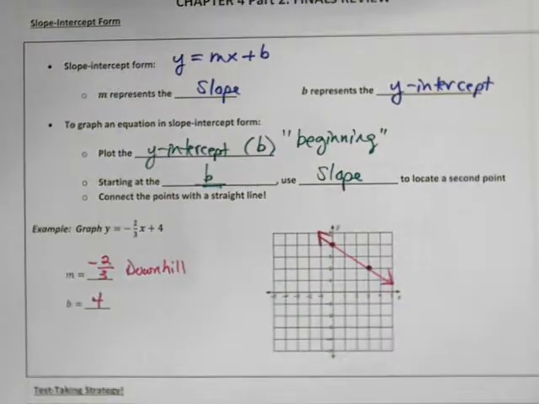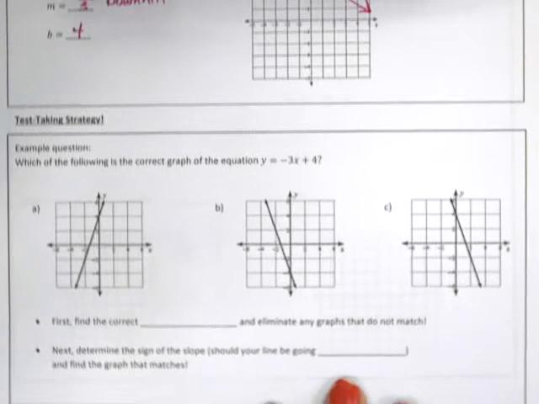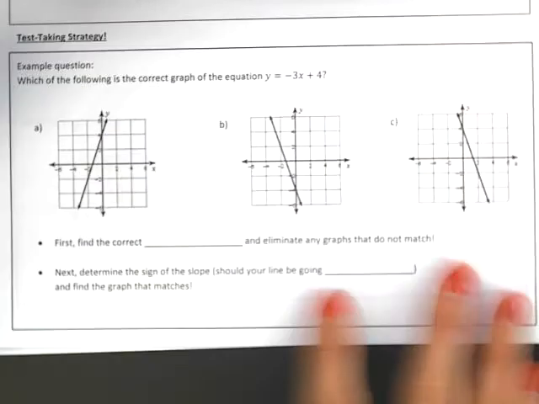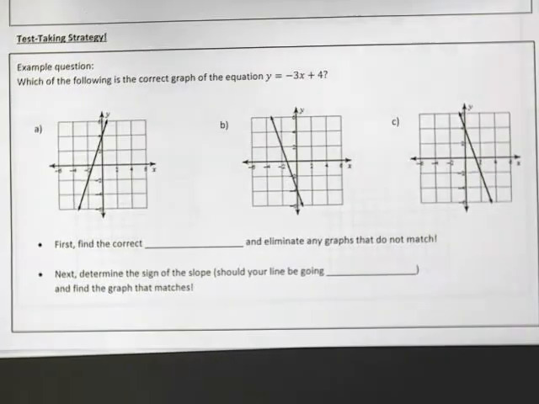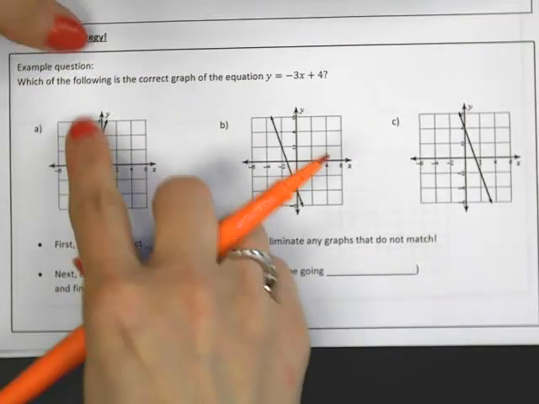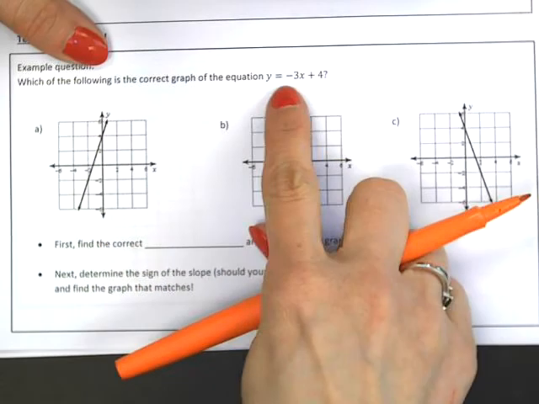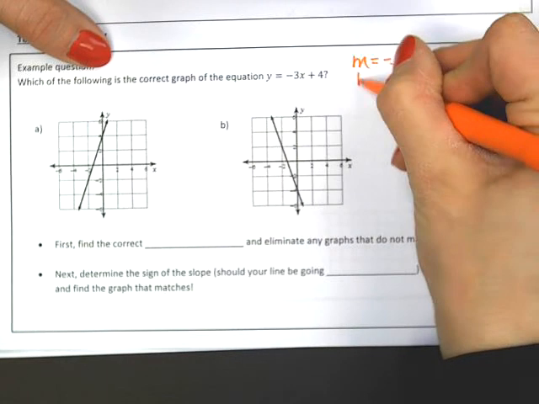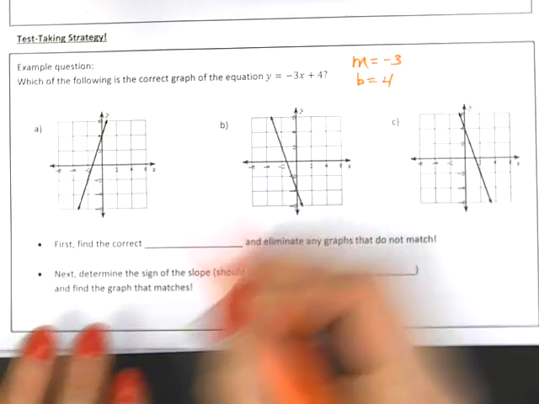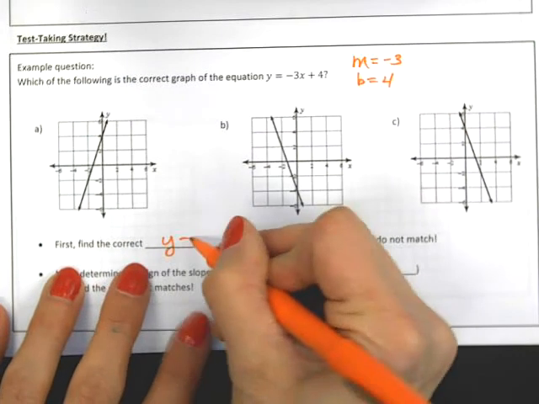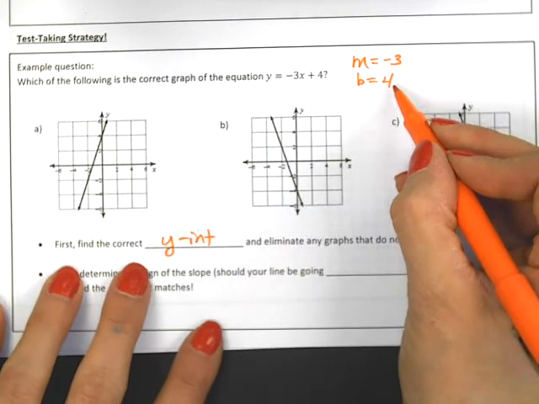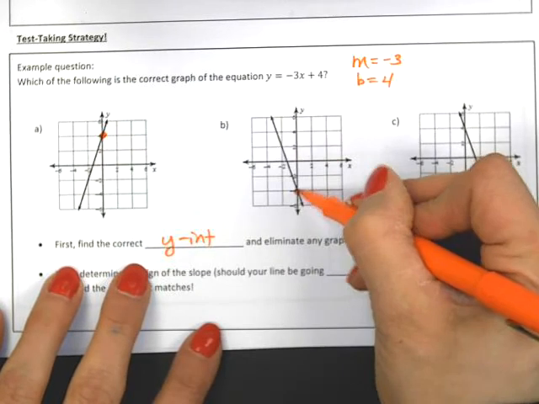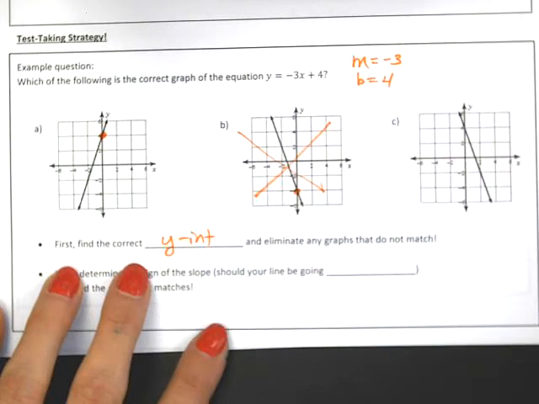Let's take a look at an example here. This might be a good question you see on a final exam. So how do you graph, or how do you pick the right answer when it's multiple choice? For example, y equals -3x plus 4. I know that the slope, the m, is -3, and that the b is 4. So first find the correct y-intercept. I'm looking for a y-intercept of 4. This might be the answer. This is not the correct y-intercept, so that is not going to be the correct choice.